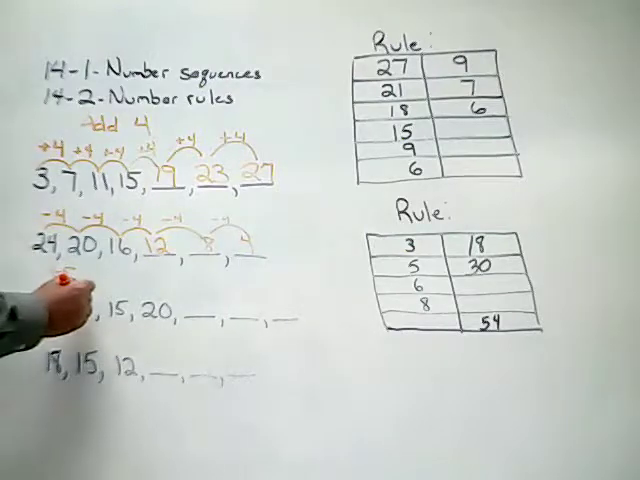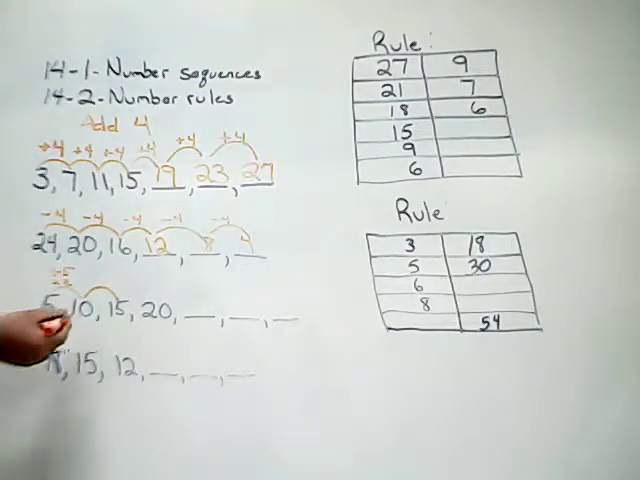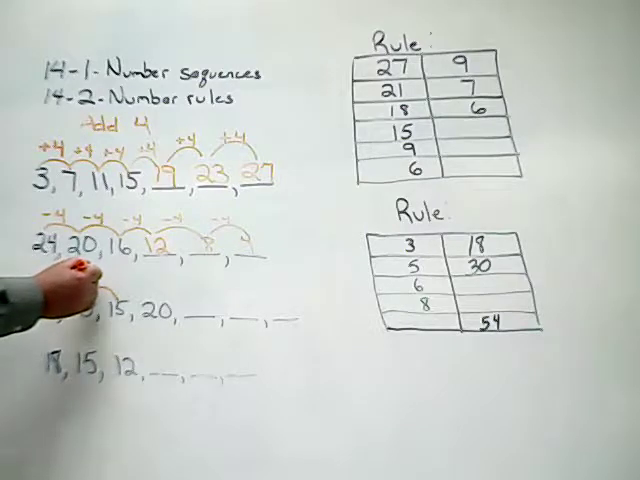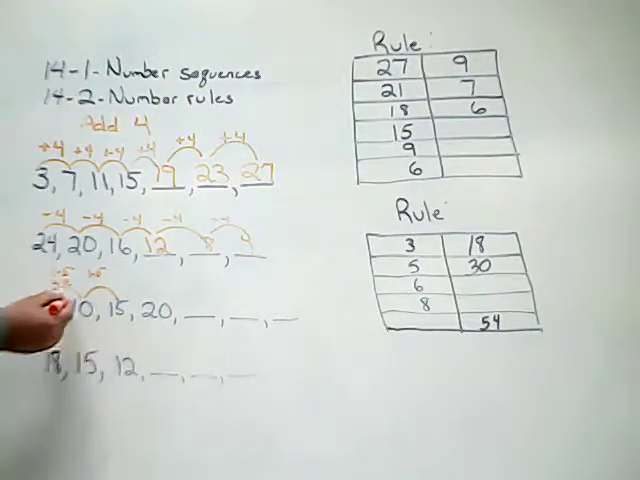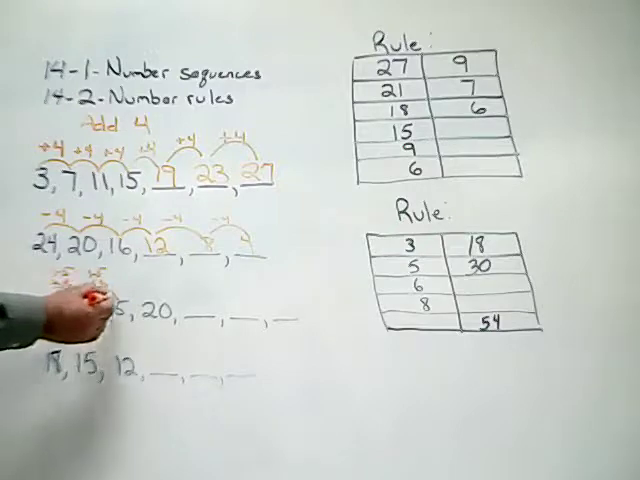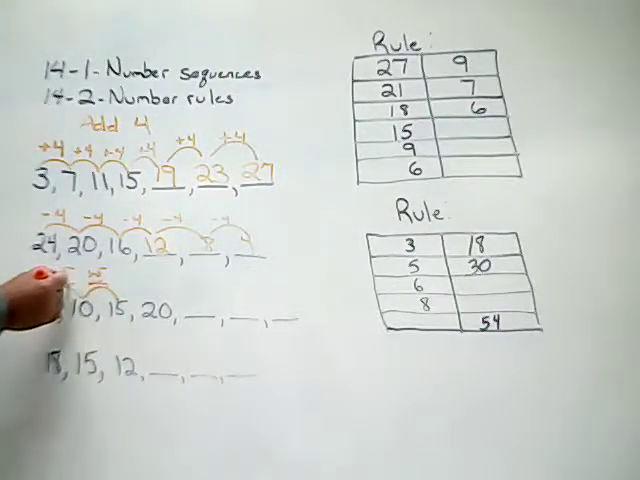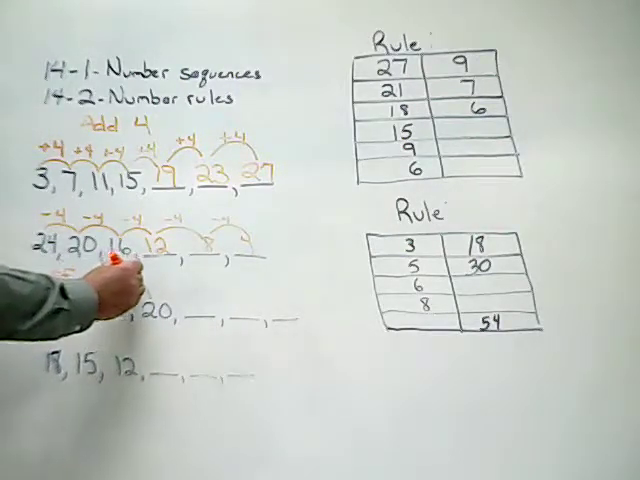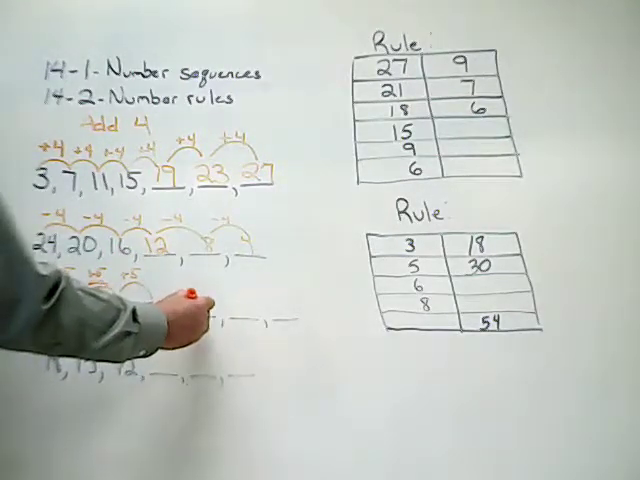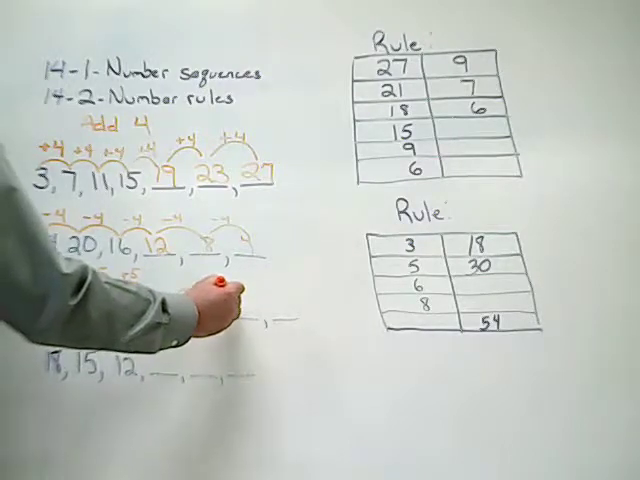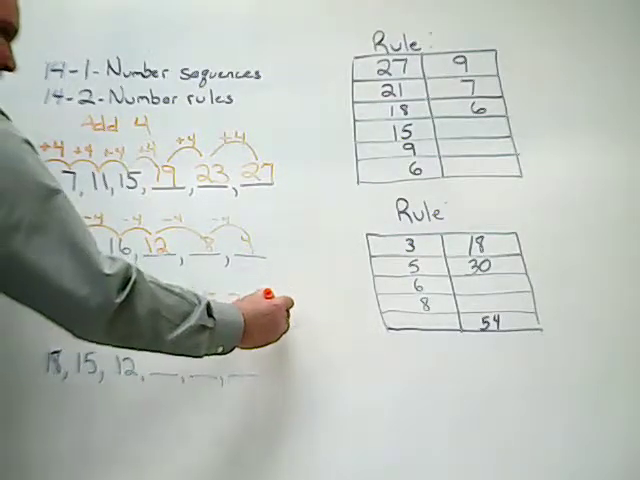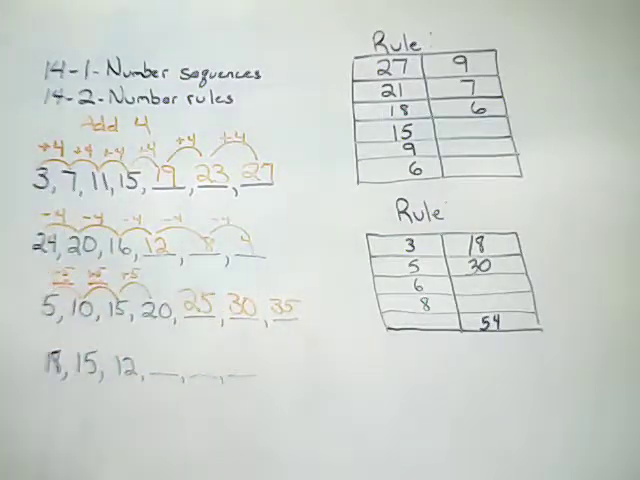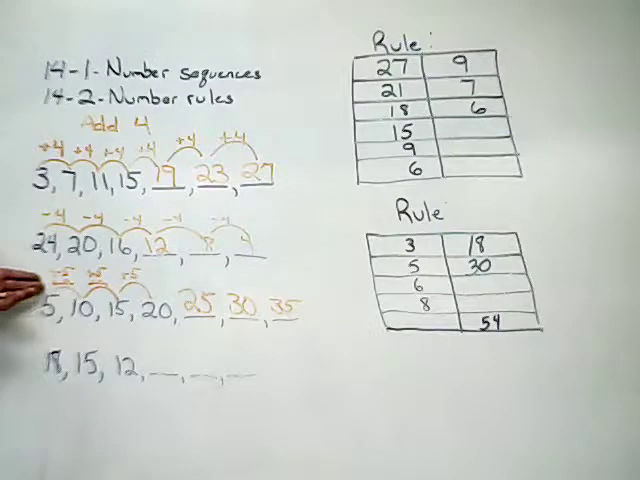So now I need to apply the rules to the second jump. 10 plus 5 is 15. 10 times 2 is not 15. So I found my rule to be the plus 5. And I'm going to follow that rule as I move forward. 20 plus 5, 25. 25 plus 5 is 30. And then 30 plus 5 is 35. It's important to try both rules as you move forward, just in case one works one time, as it did here, and doesn't work going forward.